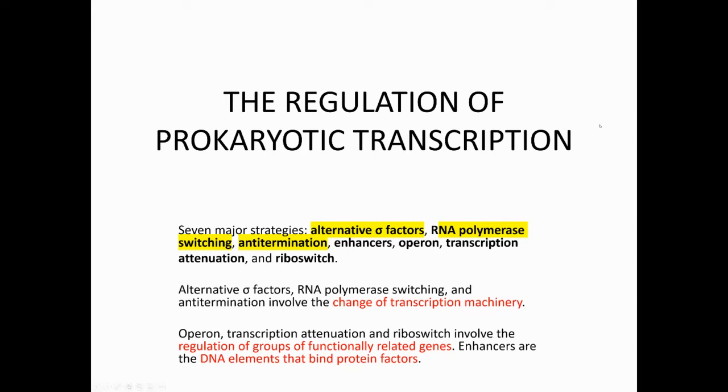So there are many strategies, and the seven major strategies are alternative sigma factors, RNA polymerase switching, anti-termination, enhancer, chaperone, transcription attenuation, and riboswitch. So alternative sigma factor, RNA polymerase switching, and anti-termination involve a change of the transcription machinery.